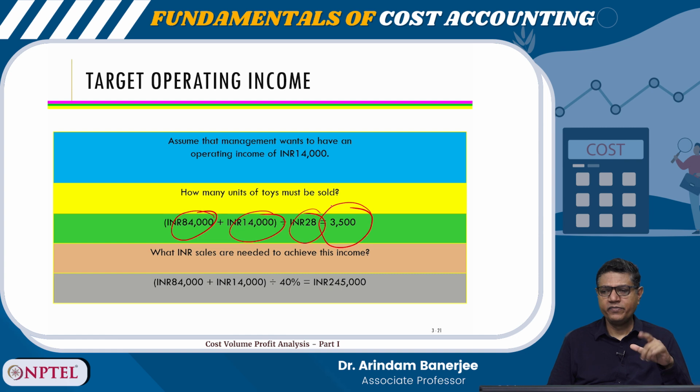This is one way. The second way is I can divide the fixed cost plus target income by the contribution margin. In our example, the contribution margin is 40%. So, if I divide it, I am getting the amount 2,45,000.